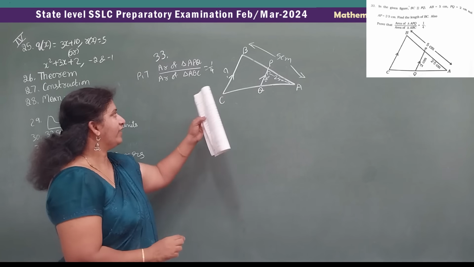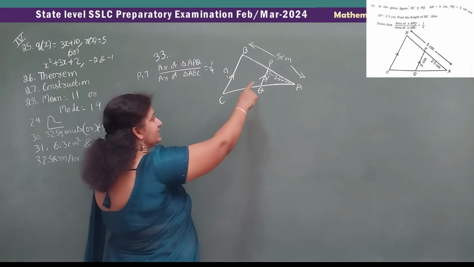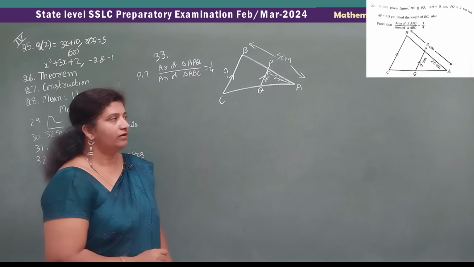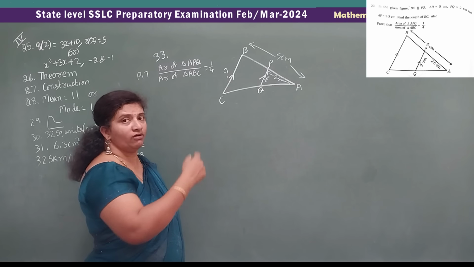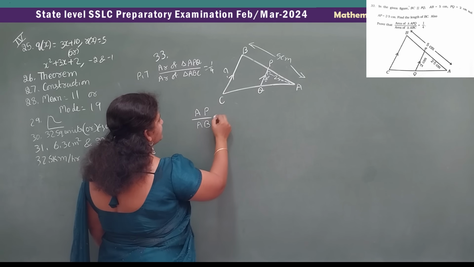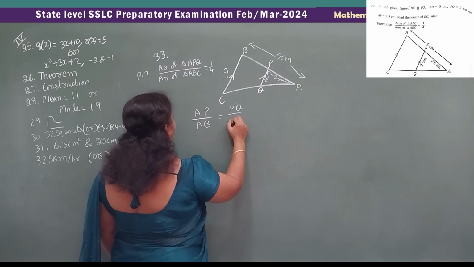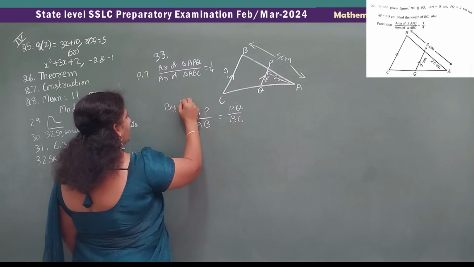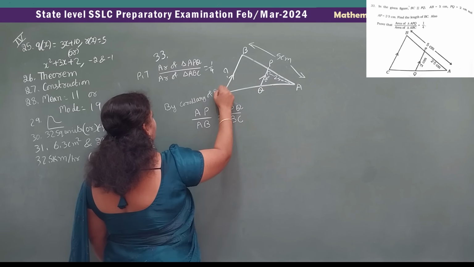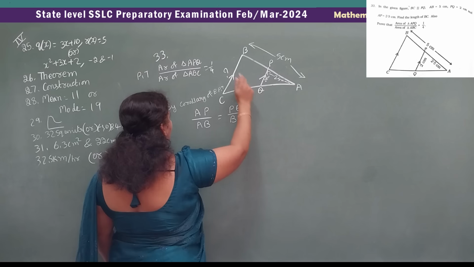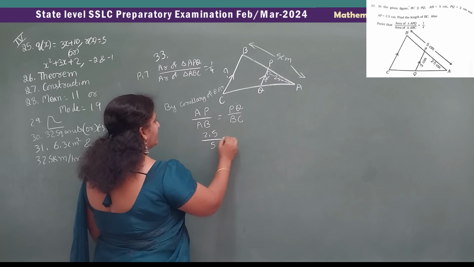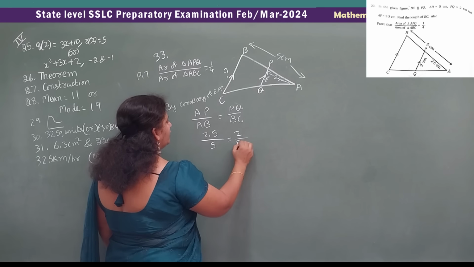Before proving this, we should find missing side BC. If these two lines are parallel, immediately we remember basic proportionality theorem. By that I can apply here corollary of BPT. What is that? AP by AB is equal to PQ by BC. Substitute the values. AP value is 2.5, AB is 5, and PQ value is 2, BC value we don't know.